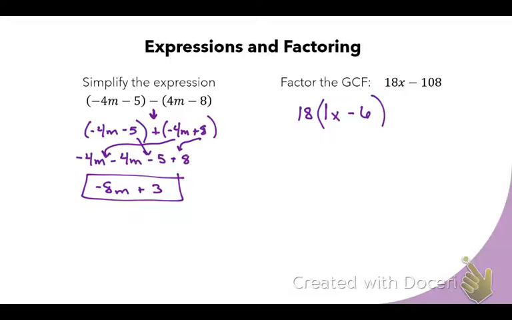This would be one of your answer choices. A common mistake would be to pull out a 9, and then you would have 2x minus 12 left in parentheses. So this might be option A, and this might be option B on your midterm. But option B is not correct, and you should see there are other common factors left inside the parentheses. That's how you can figure out that option B is not the correct choice.